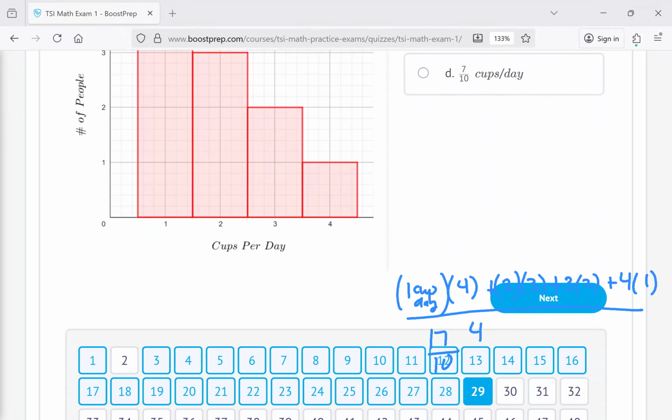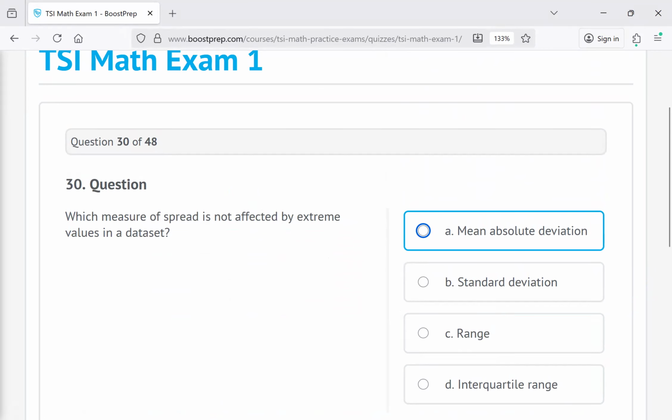Okay, let's move on. Question 30, it's a probability question. It says, which measure of spread is not affected by extreme values in a data set? I don't think it's mean absolute deviation, because if you have extreme values, that would definitely change it. Standard deviation, yes, that would definitely change it. Range, yes, it would definitely change. Interquartile range, like Q3, yeah, I think that's the one. The IQR doesn't change if you have a very low or high value. So it's going to be D.